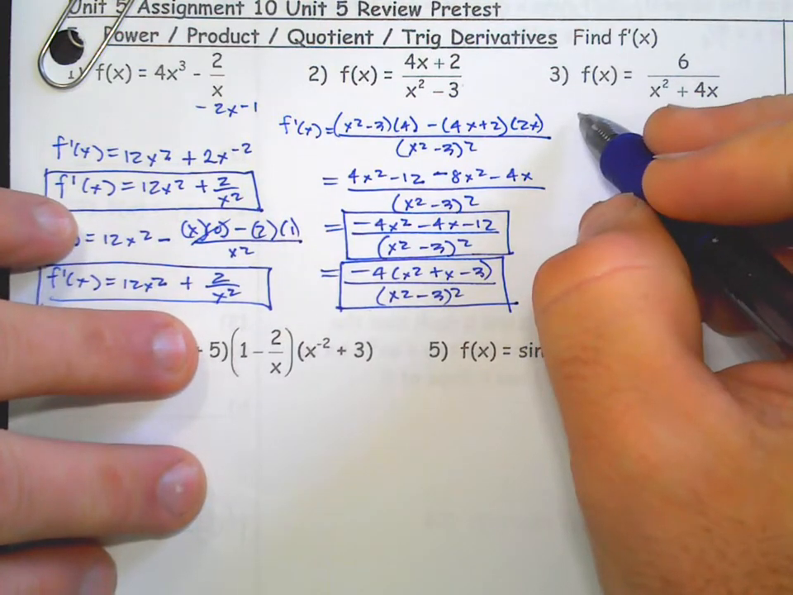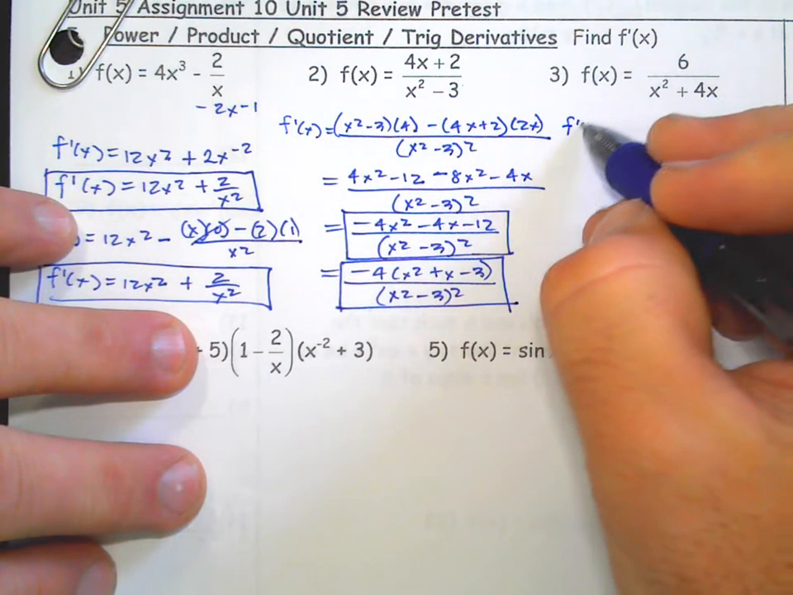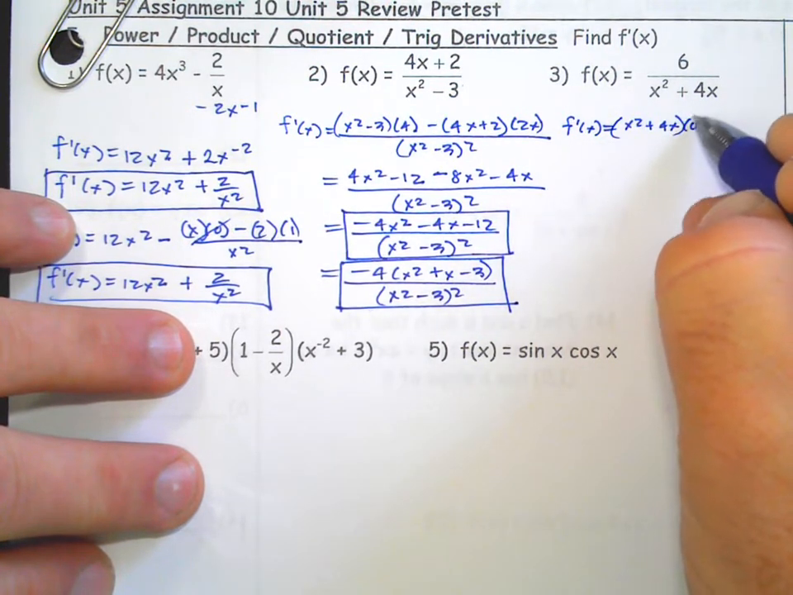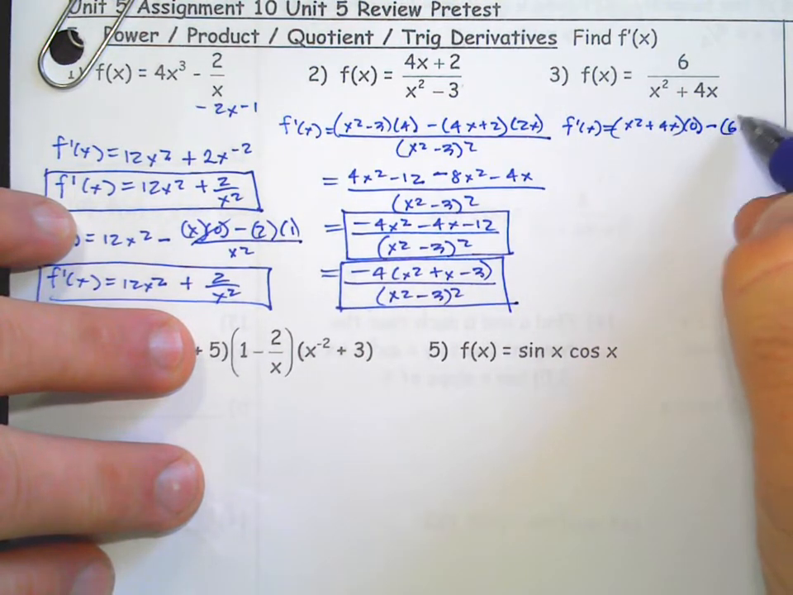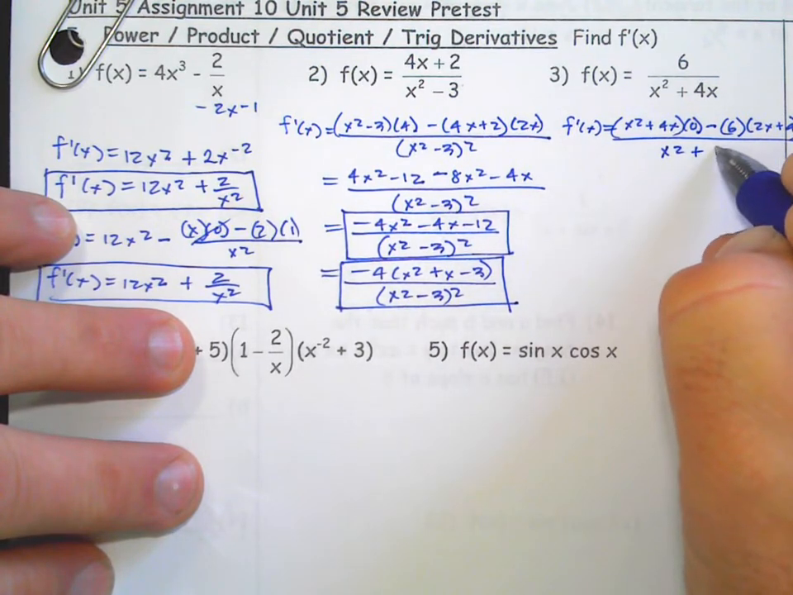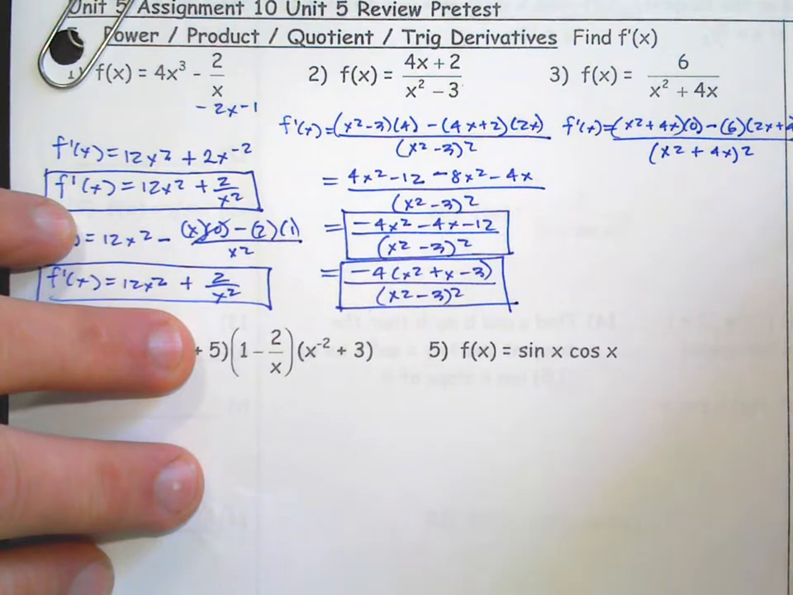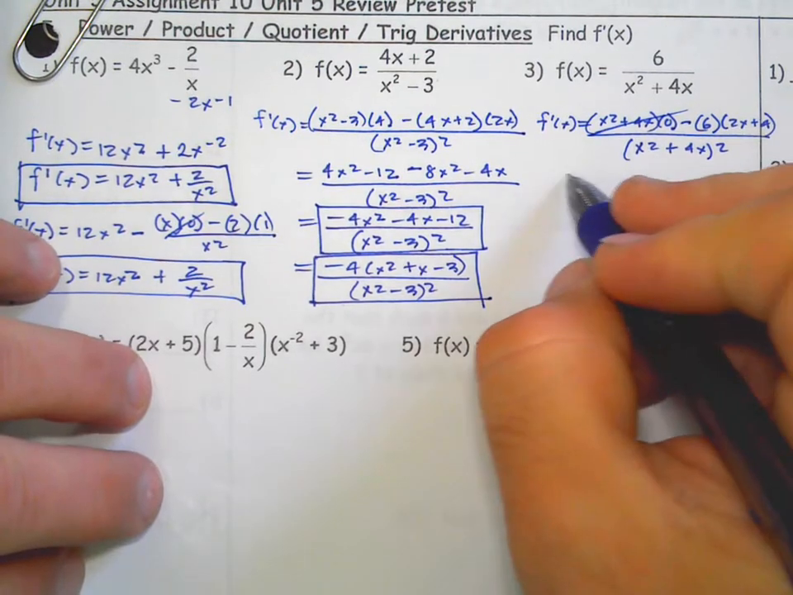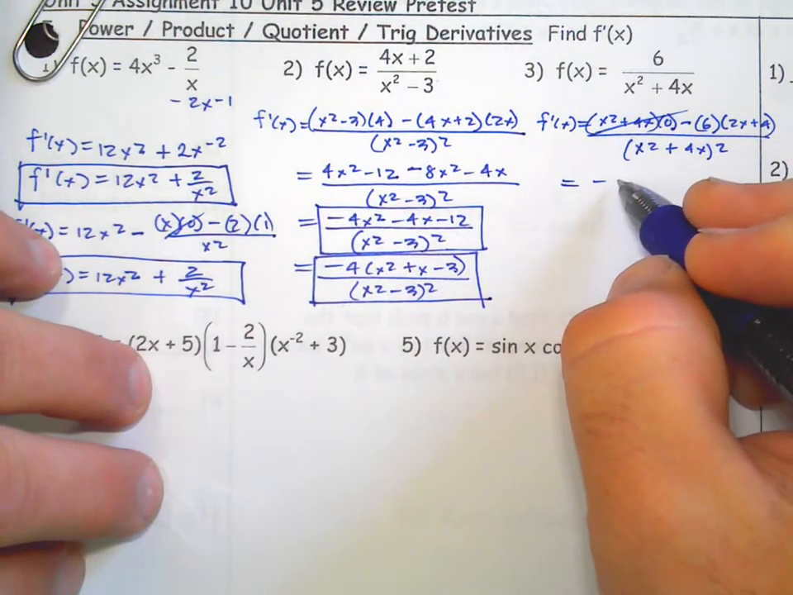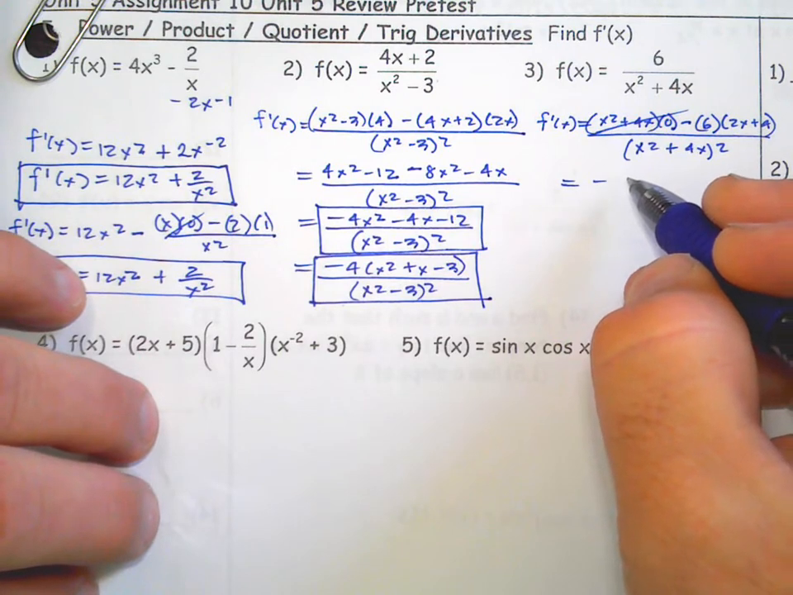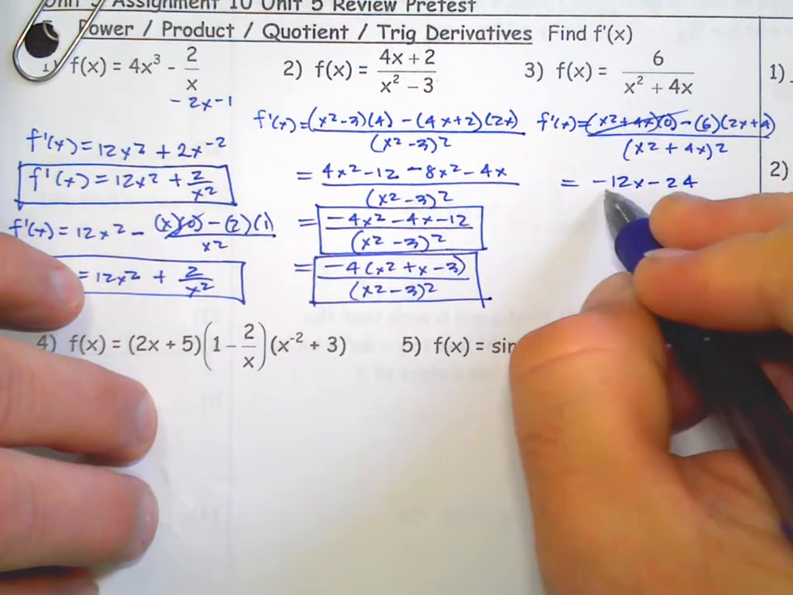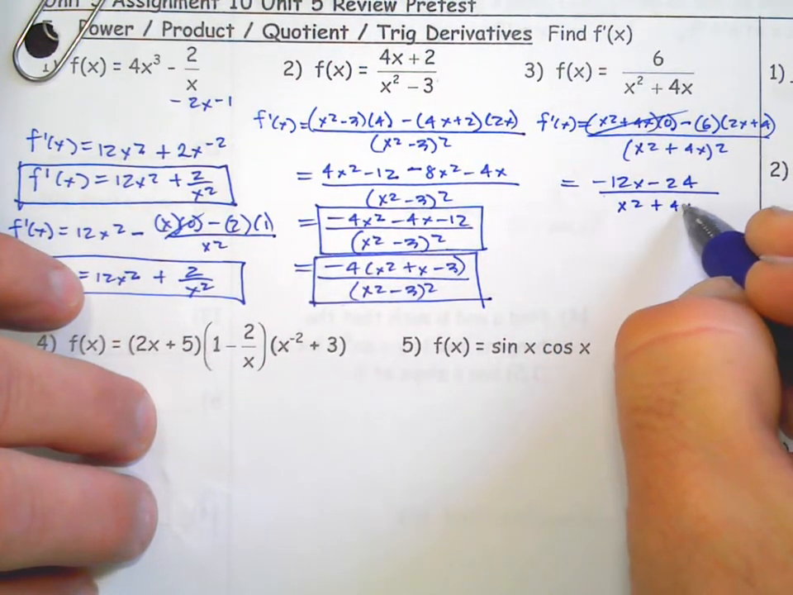Okay, next one. We could do quotient rule on this one too. F prime of x equals low d high is 0 minus high d low all over low squared. So I use a lot of parentheses when I do quotient rule. I feel like it's easy to kind of mess up. That goes away. So you can get negative, I don't know, either negative 12x minus 24 over x squared plus 4x squared.